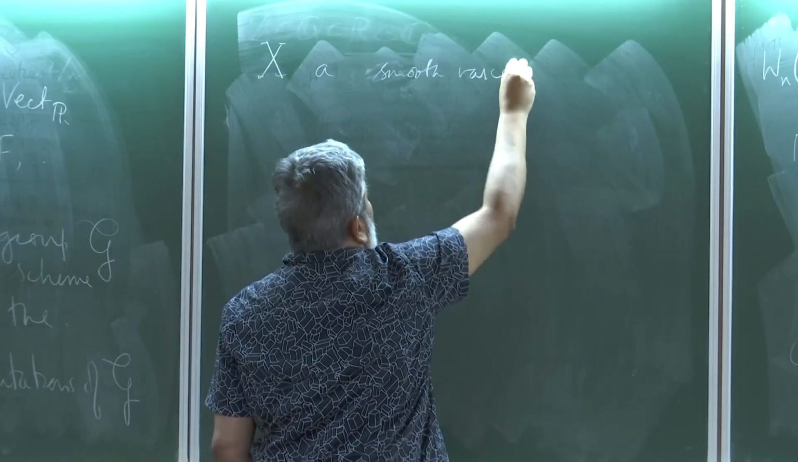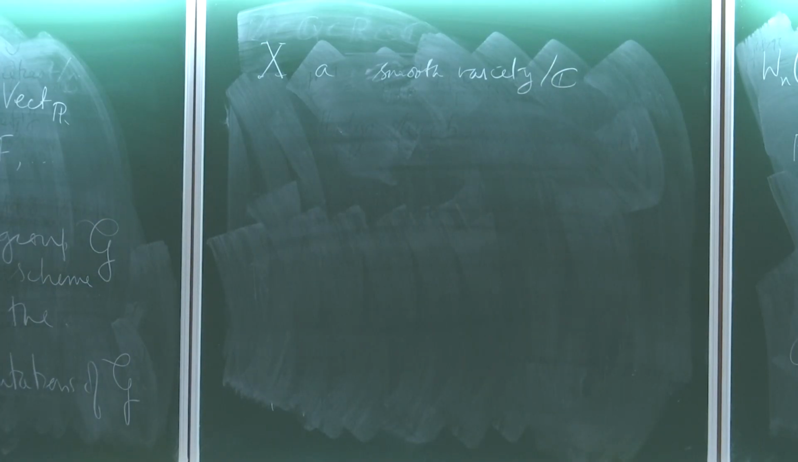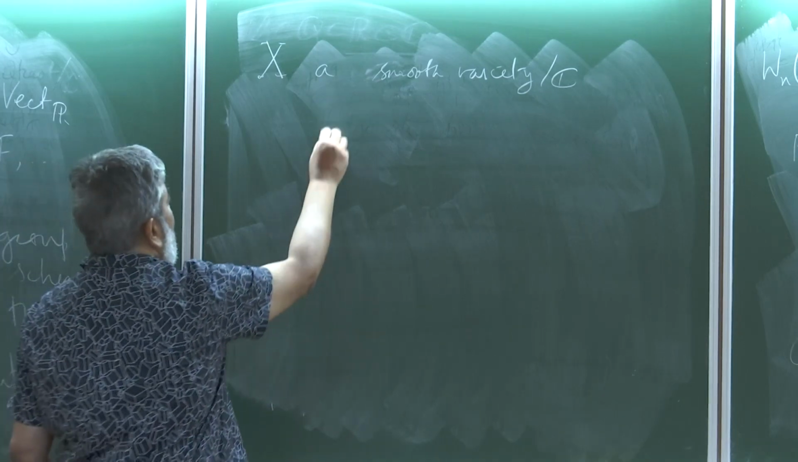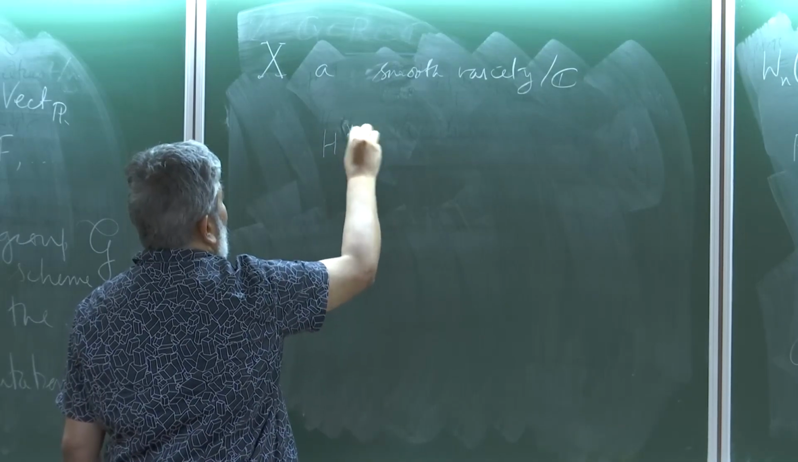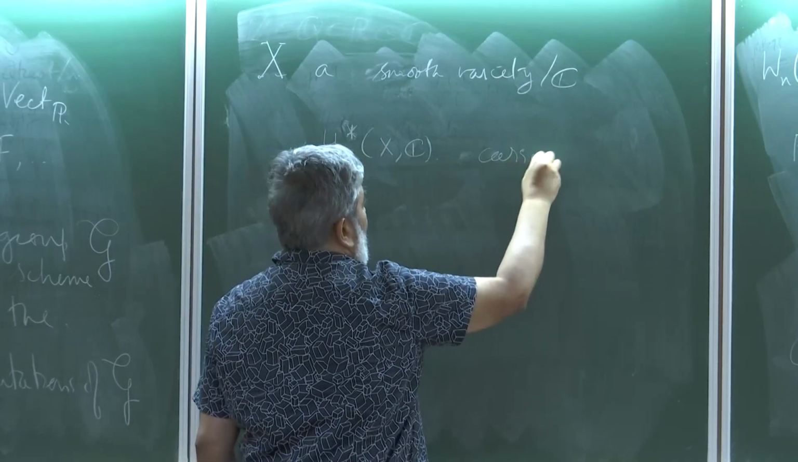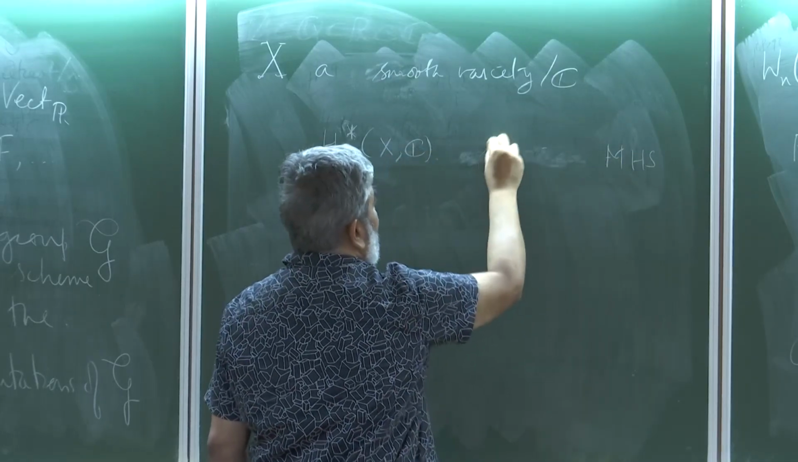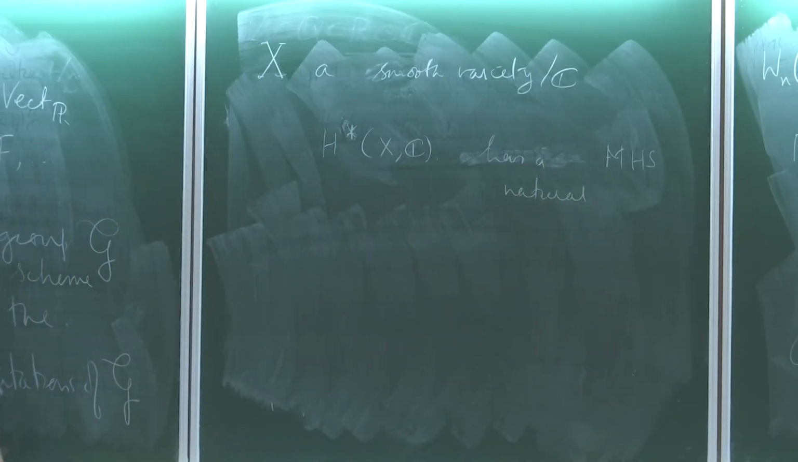So I will talk about everything for smooth varieties today, and then maybe tomorrow I'll indicate how one extends it to other varieties. Okay, but let's say a smooth variety. And what we would like is to say that H^n, or H star if you like, of X over C carries a natural Hodge structure. Right? So this is what I indicated at the beginning of the lecture. That, sorry?